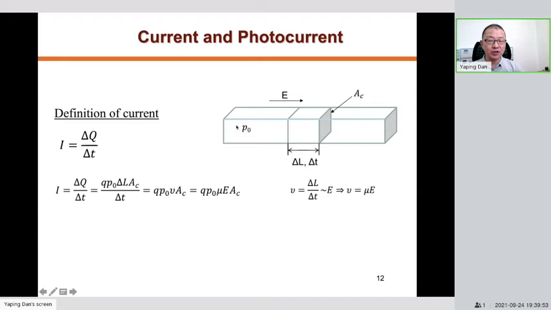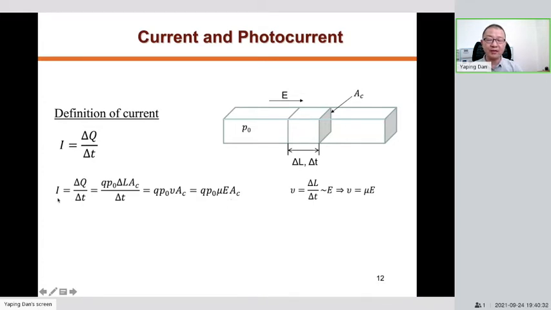P0 is the charge concentration in this material, ΔL is a length inside this box, and A_C is the cross-section area. So the top equation is the total number of charges inside the box. Then that divided by time gives the current. ΔL divided by ΔT is the speed, and speed is equal to μ times E.